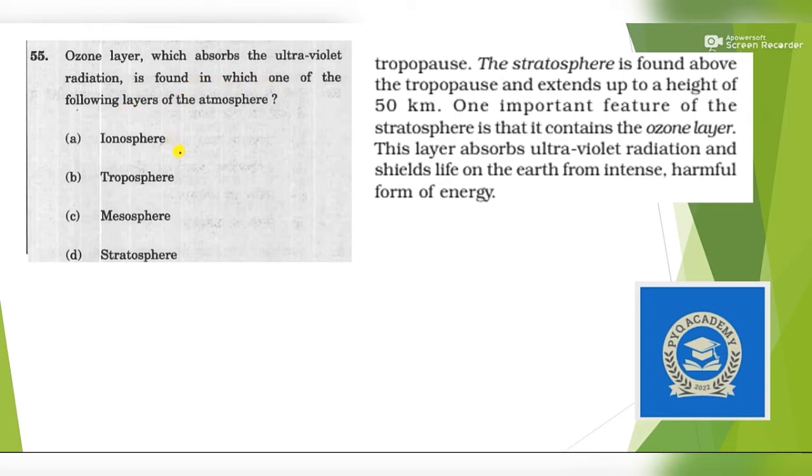A very simple question. The stratosphere is found above the tropopause and extends up to a height of 50 km. One important feature of the stratosphere is that it contains the ozone layer. So our answer is stratosphere. This question is asked in a number of exams. So the answer is option D.